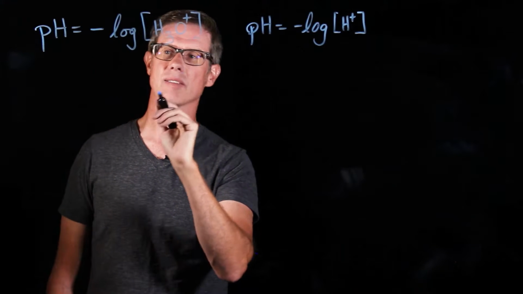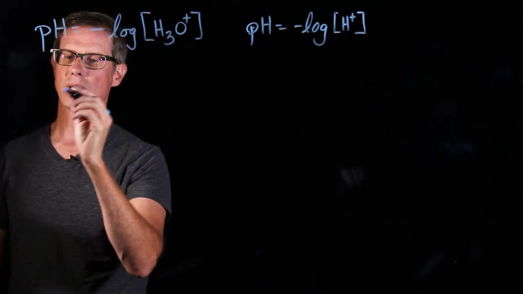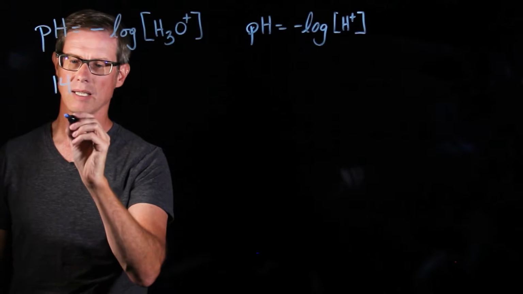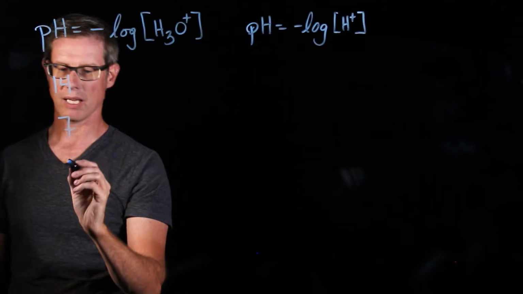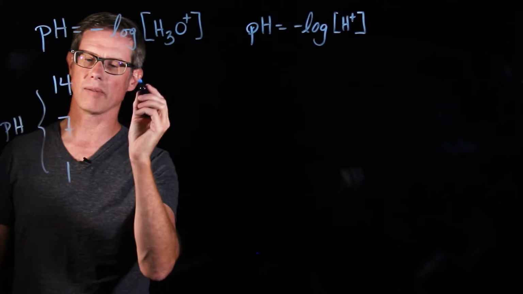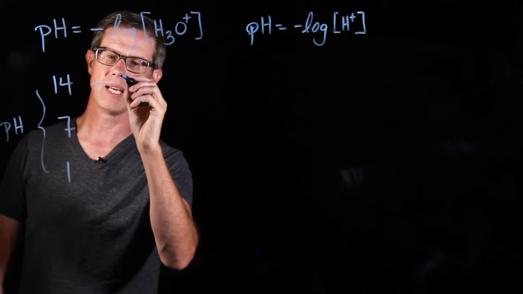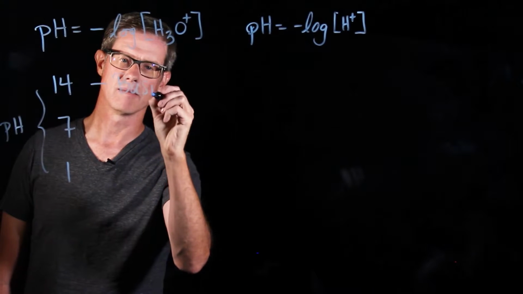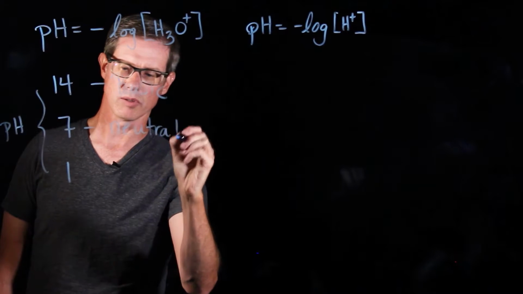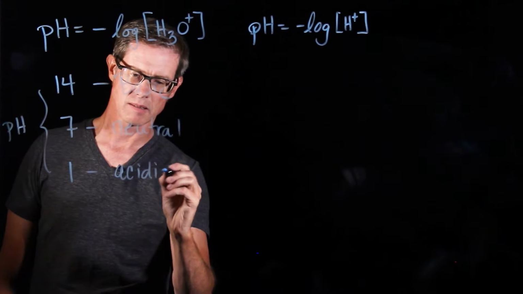Now, unfortunately, that's going to flip things around for us. So let's do a scale of pH, with a pH of 14, 7, and 1. So here's my pH. But this is going to make things backwards, because of this minus. This, 14, is going to be a basic solution. This, 7, is going to be a neutral solution, and the 1 is going to be an acidic solution.